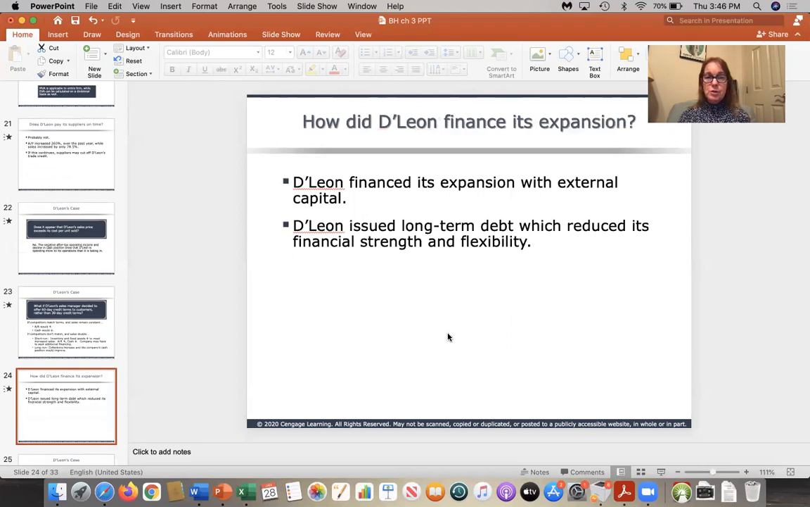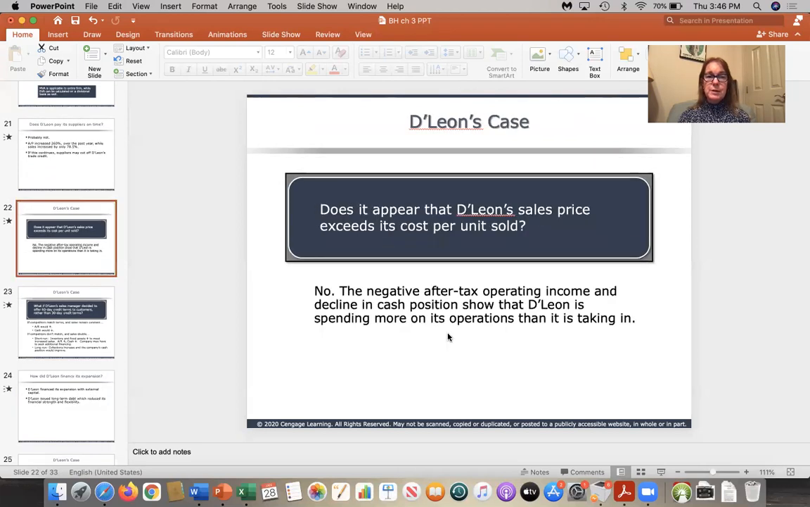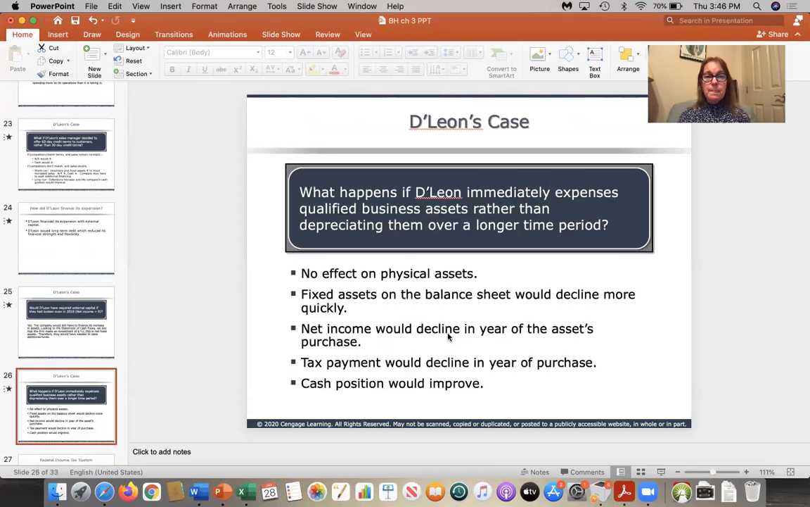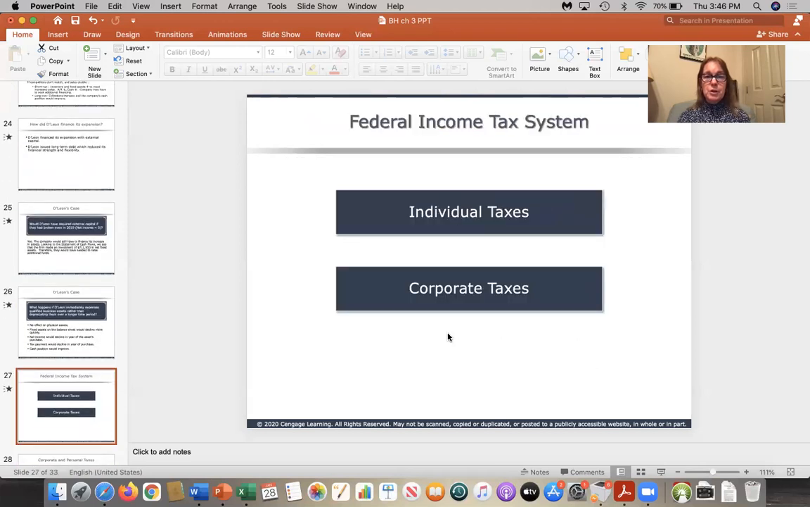Okay, and then the rest of this you can just read on your own. They're just doing some analysis of some different things in those financial statements. So we're skipping this part.